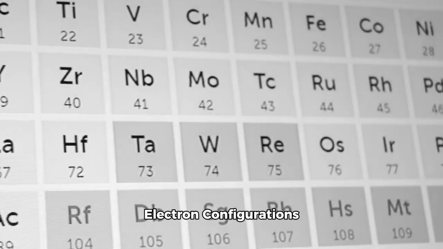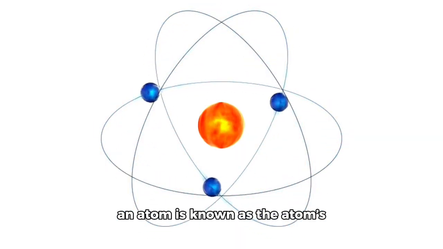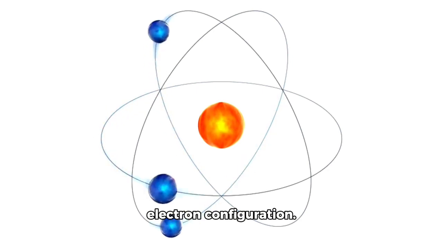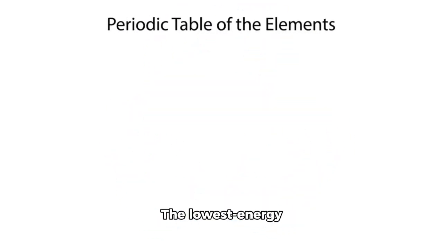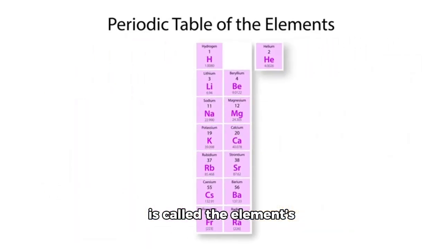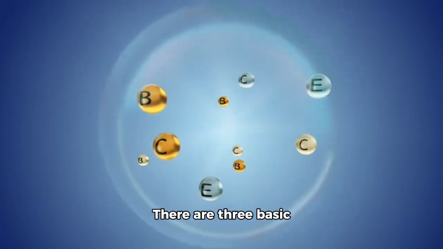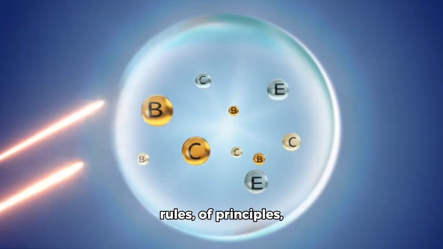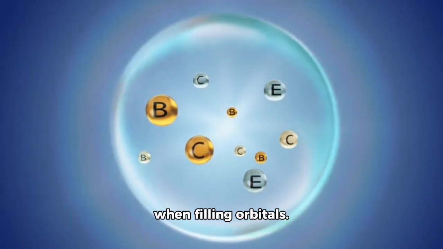Electron configurations. The arrangement of electrons in an atom is known as the atom's electron configuration. The lowest energy arrangement of the electrons for each element is called the element's ground state electron configuration.